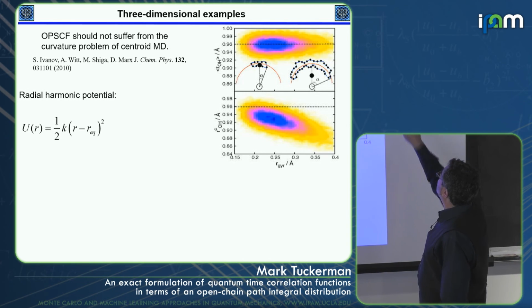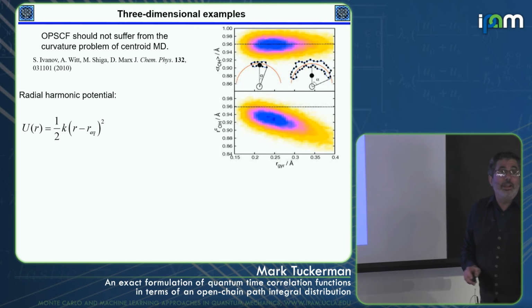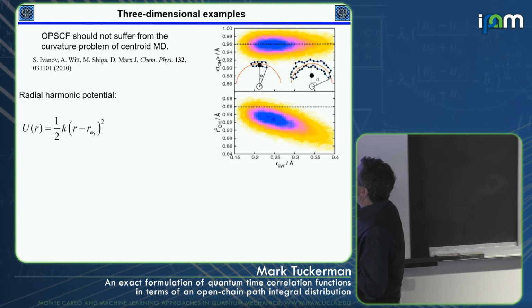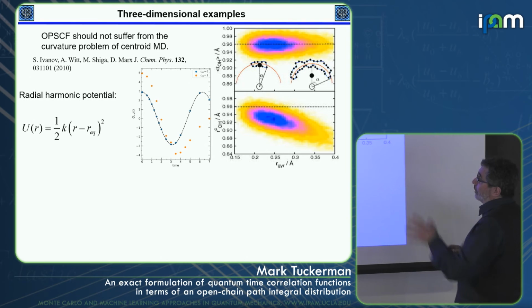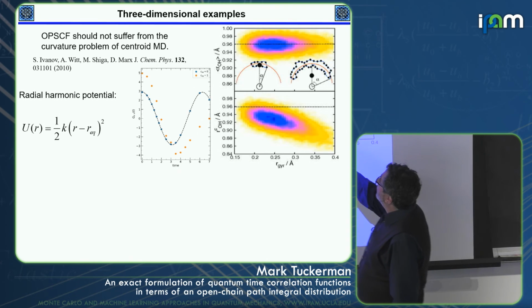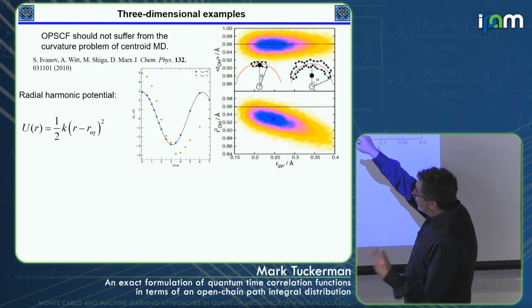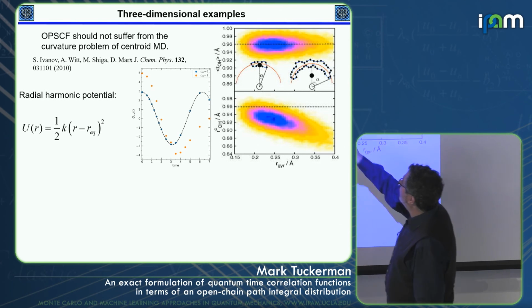All right, so this is called the curvature problem. And since we're not using centroids, we're actually trying to get at least approximately exact dynamics, we shouldn't suffer from it. All right, so let's take a radial potential. This is in 3 dimensions. And if I set the center to 0, I can do things analytically. And so that's my OPSCF result, my open chain result.